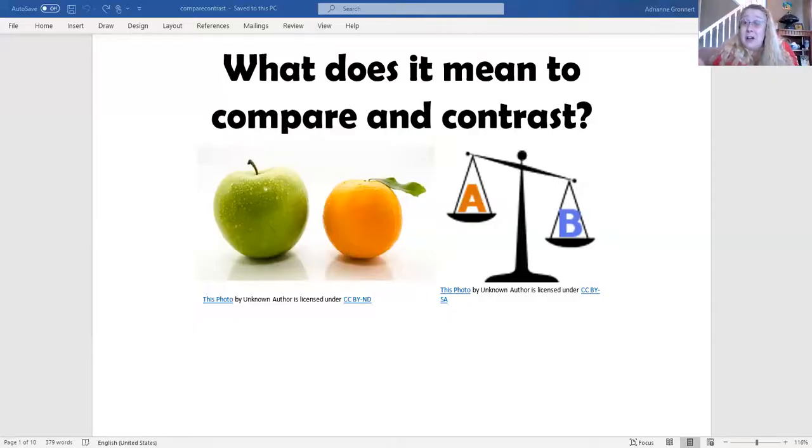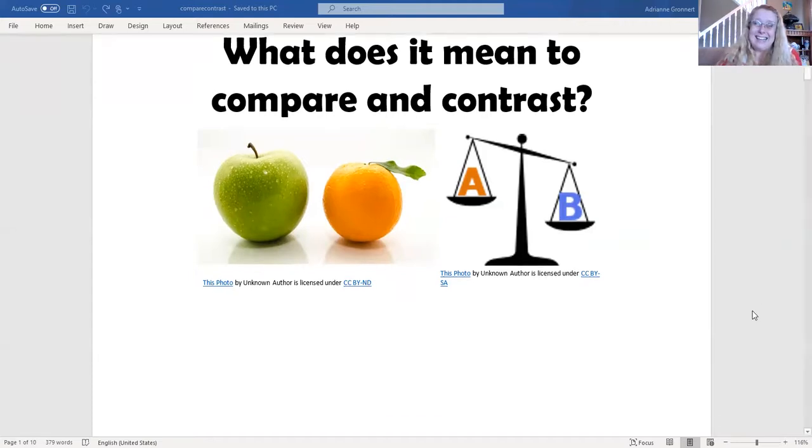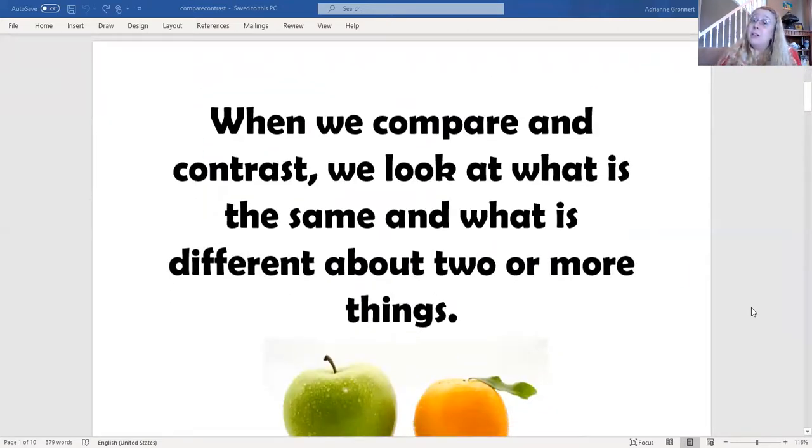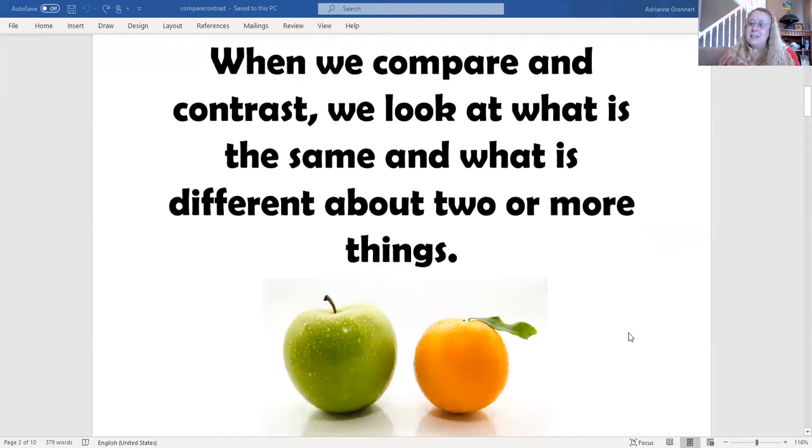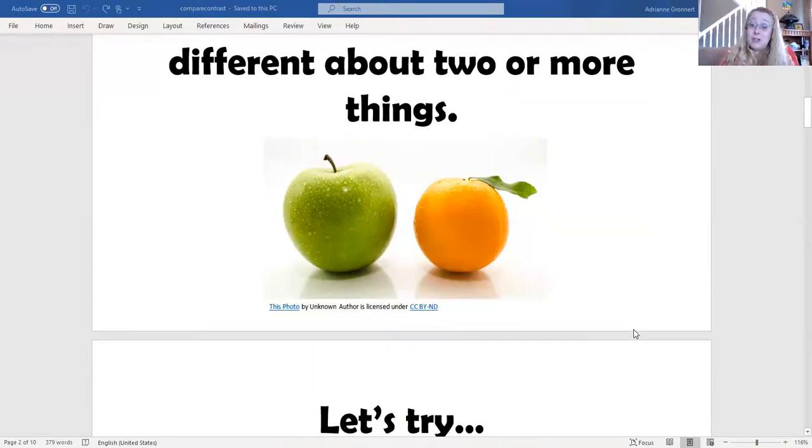What does it mean to compare and contrast? Let's take a look. When we compare and contrast, we look at what is the same and what is different about two or more things, like an apple and an orange. Think about it. Can you think of some things that are the same about the apple and the orange? Can you think about some things that are different? When we compare and contrast, that's just what we do.